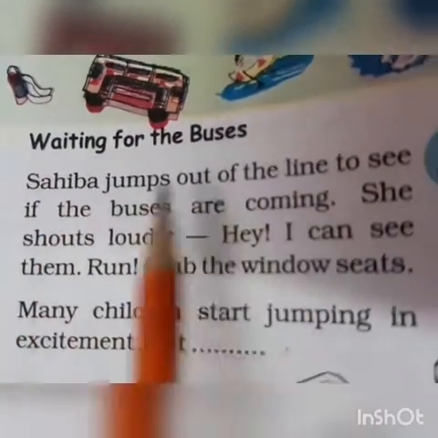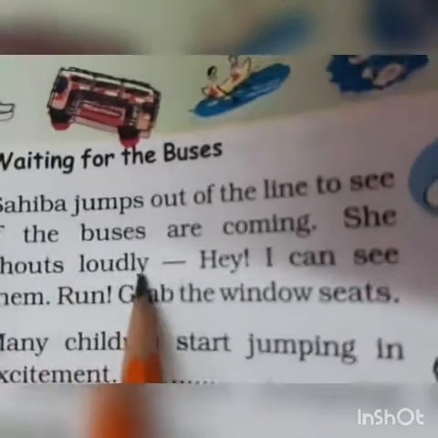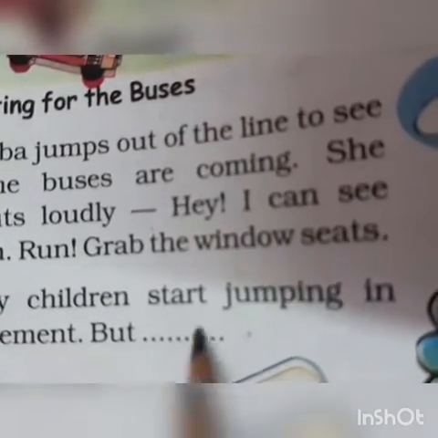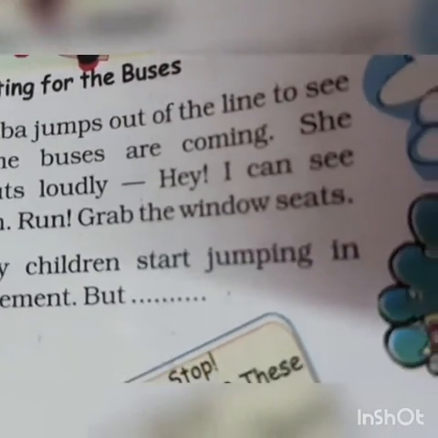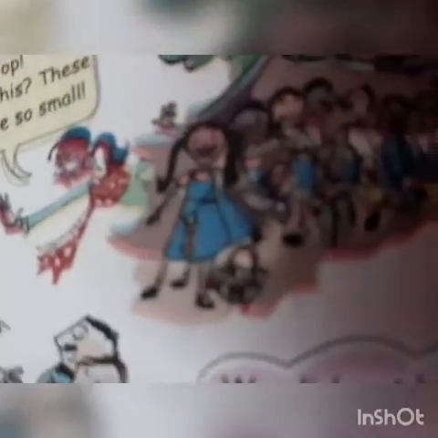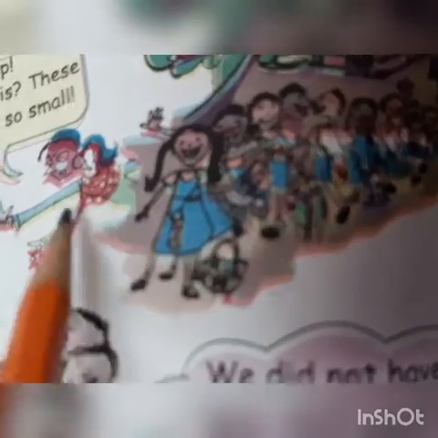Waiting for the buses. Sahiba jumps out of the line to see if the buses are coming. She shouts loudly, "Hey, I can see them. Run, grab the window seat." Many children start jumping in excitement, but stop, what is this? These buses are so small. So you can see this line of children coming out of the school to sit in the bus.